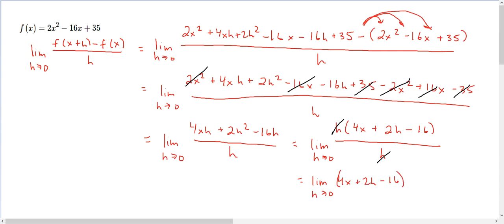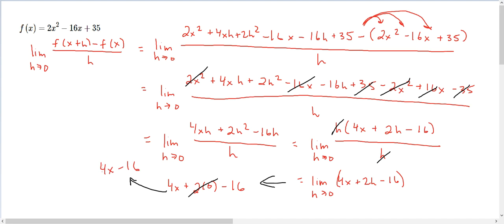Now it's just an easy substitution. So this is going to be 4x plus, wherever we see an h, we're going to substitute in a 0. So 2 times 0 minus 16. Make sure you don't substitute a 0 in for where there's an x, because it's not the limit as x approaches 0, it's the limit as h approaches 0. So be careful about that. So now that we have that, this 2 times 0 is going to be a 0. So we're going to be left with 4x minus 16. And that's going to be our derivative of 2x squared minus 16x plus 35.